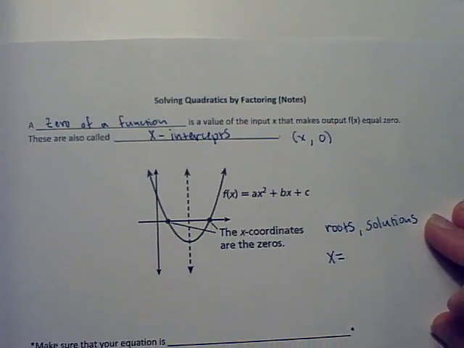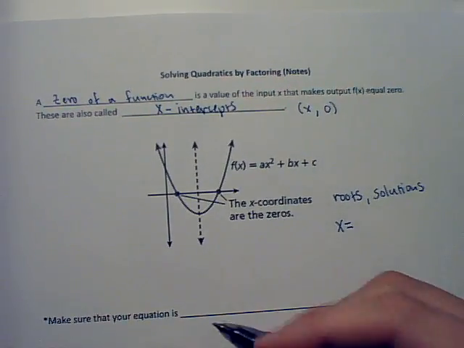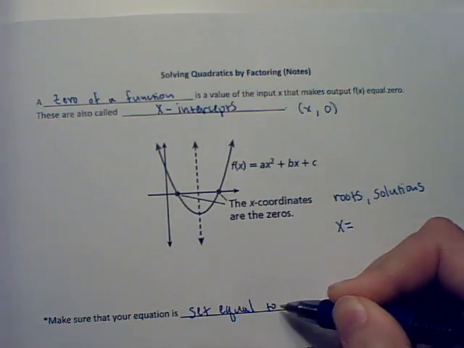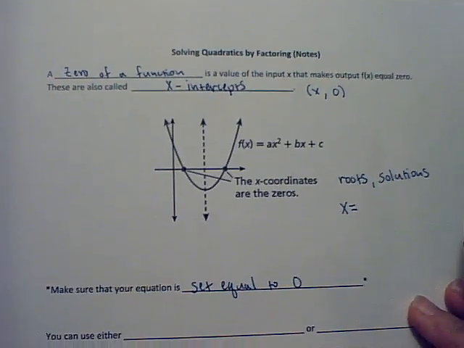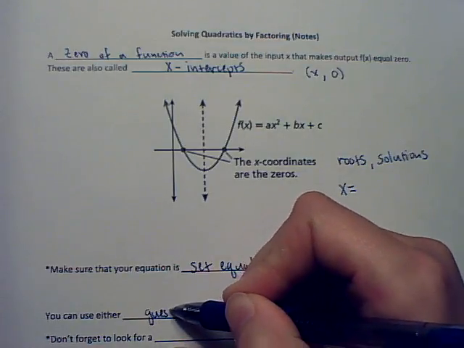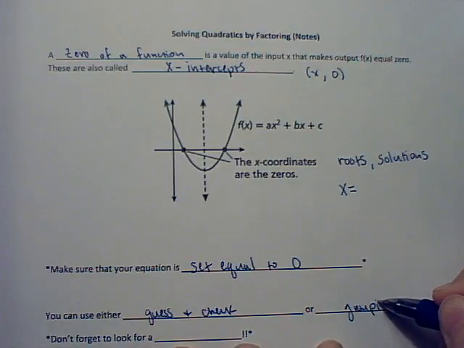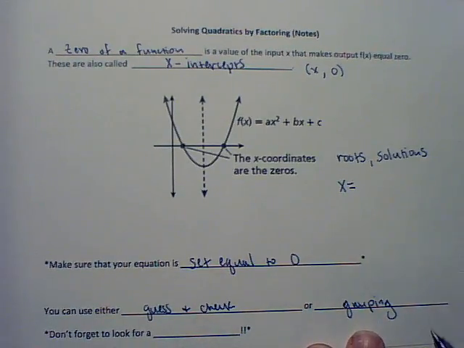What's going to be important with factoring equations is that you want to make sure that your equation is set equal to 0. If the equation is currently not set to 0, which we'll look at in an example in a second, make sure that you do that first. You can use any method you want. In terms of factoring, that means you can either use guess and check, or you could use grouping. It's your choice. I'm going to do the majority of these by guess and check, but there will be at least one example that I do by grouping to show you that method.